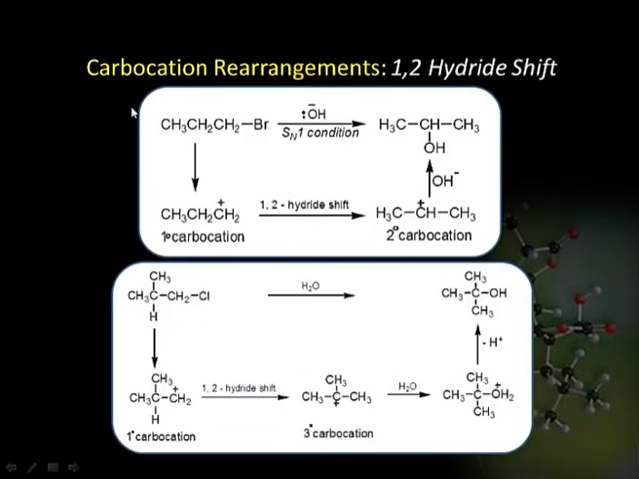Let us look into the rearrangement of carbocations where a 1,2-hydride shift takes place. This halide gives rise to a primary carbocation. Because this primary carbocation is not stable, it undergoes a 1,2-hydride shift and gives a more stable secondary carbocation, which reacts with the nucleophile and gives the required alcohol. And this reaction also depicts the same, but without a rearrangement of the carbocation.